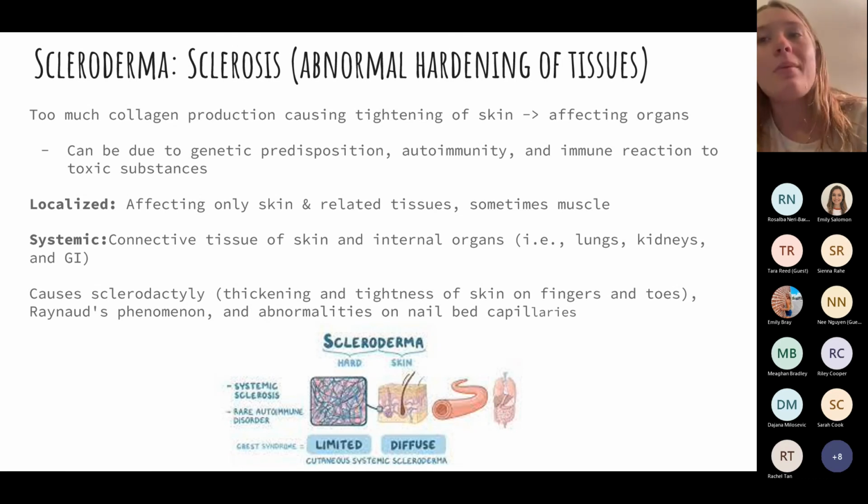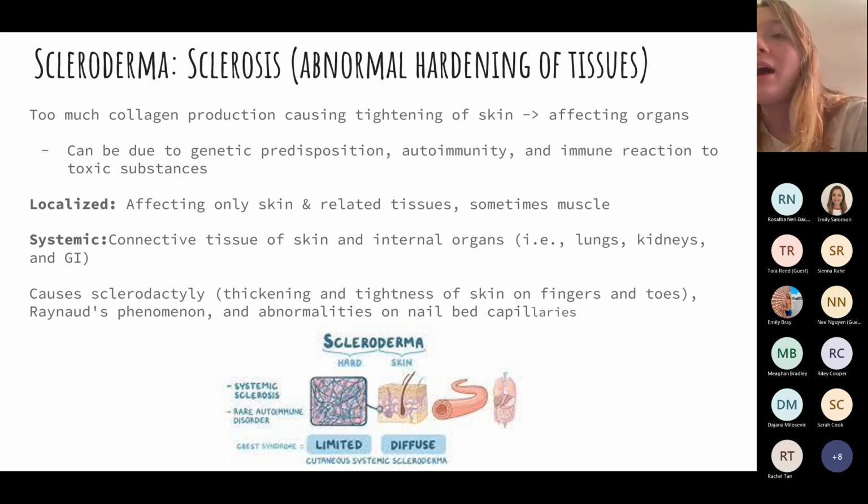Scleroderma is an abnormal hardening of the tissue related to too much collagen being produced. But again, it's not limited to just the skin. Our organs have tissue. So while thickening of the skin might be uncomfortable, it's not necessarily life-threatening in the same way as stiffening of our organs. That leads my organs to not function as well, which can lead to organ failure.